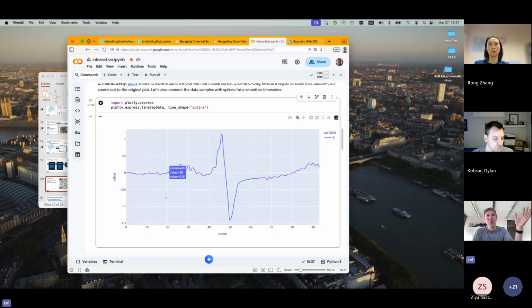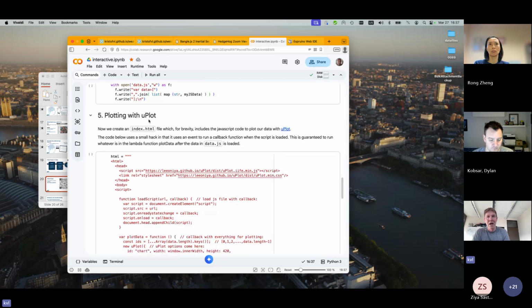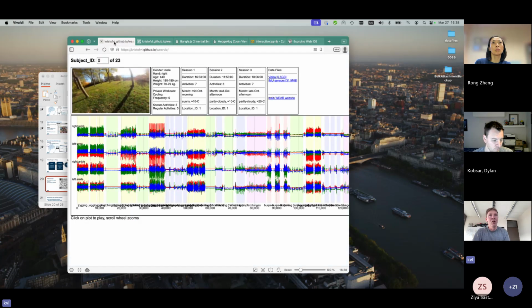So if you then follow the rest of this mini course in this Python notebook, you'll see that you can actually use this uPlot library, which allows you to load data quite quickly. First of all, compress it, but then load it quite quickly into an HTML web page. So then you can start looking at this data in an interactive fashion. And I'm going to fast forward to two examples already that I used as well.